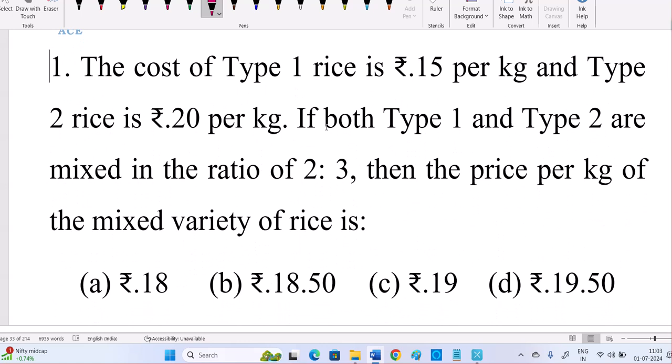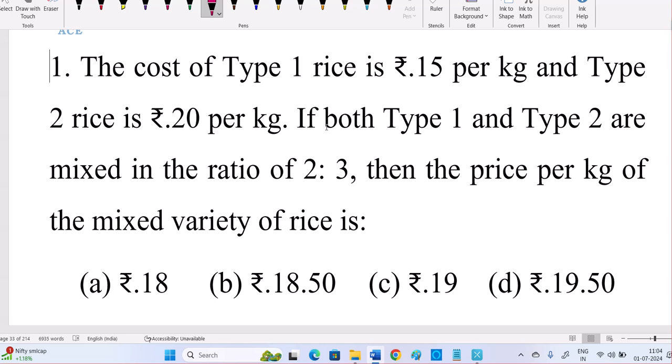The question is: the cost of the first type of rice is 15 per kg, and another type of rice is 20 per kg. There are two different varieties of rice. The first one's price is 15 per kg. The second one's cost is 20 per kg. Now they are mixing these two. They said type 1 and type 2 are mixed in a 2:3 ratio. This is the first model, mixed ratio given.